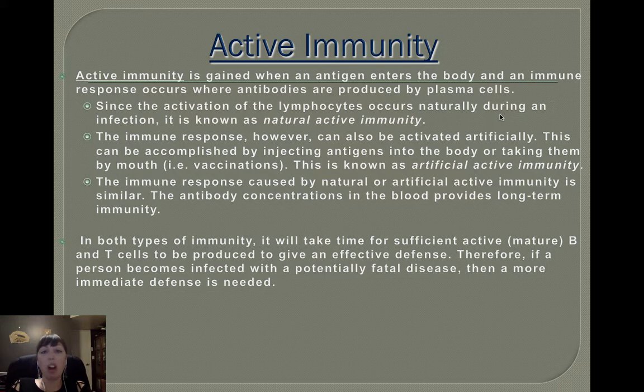The immune response caused by natural or artificial active immunity is similar. The antibody concentrations in the blood provide long-term immunity. In both types, it takes time for a sufficient amount of active B and T cells to be produced to give an effective defense. So if a person becomes infected with a potentially fatal disease, a more immediate defense will be needed.